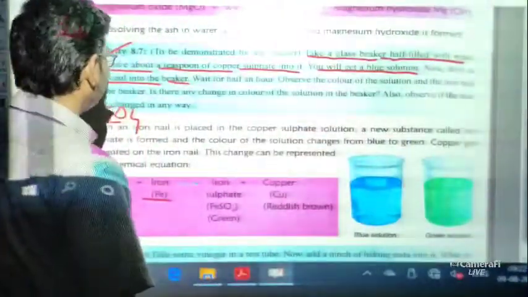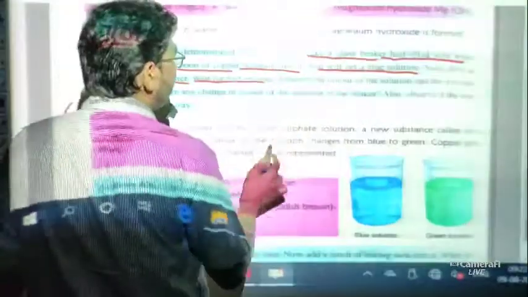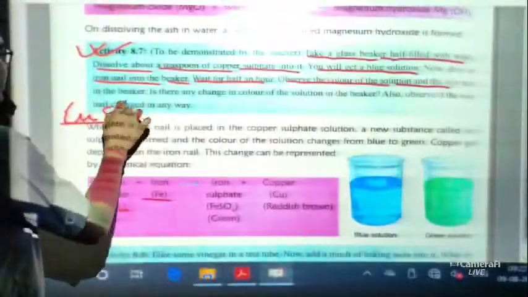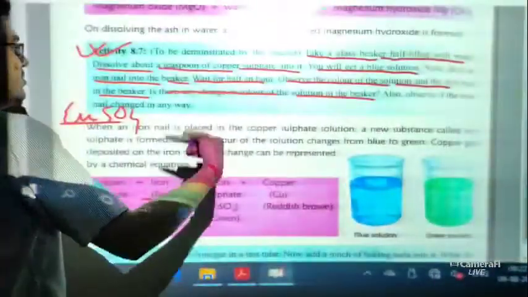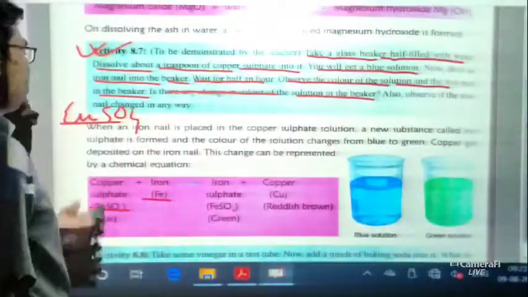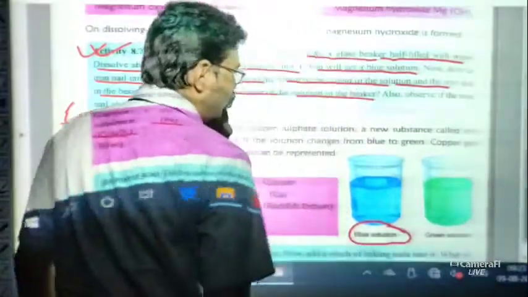Now drop an iron nail into the beaker. Iron means Fe, we have already discussed. Now wait for an hour and observe the color of the solution and the iron nail in the beaker. Is there any change in color of the solution? Also observe if the iron nail changed in any way. You can see, students, that first of all the solution is blue in color. After 1 hour the solution will turn green.